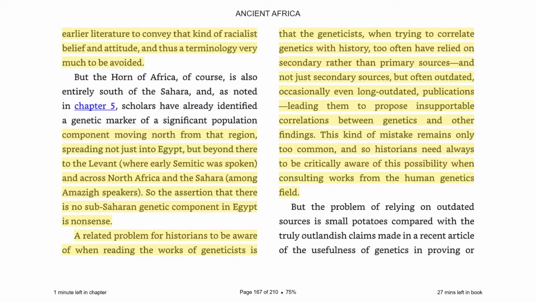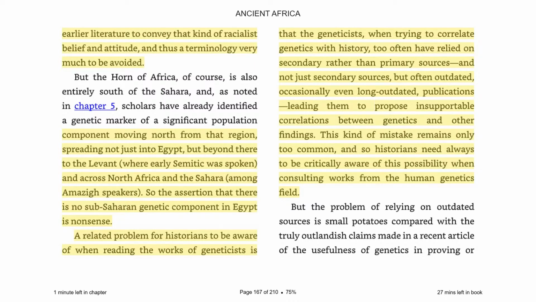So this historian is a real researcher, and I'm explaining some of his historian craft to you as he explains it here. I'll read it again. When trying to correlate genetics with history, too often have relied on secondary rather than primary sources. And not just secondary sources, but often outdated, occasionally even long outdated publications, leading them to propose insupportable correlations between genetics and other findings. This kind of mistake remains only too common, and so historians need always to be critically aware of this possibility when consulting works from the human genetics field. So this is a warning for historians, and I wanted to show this great historian's work and show that genetics is simply not apodictic.